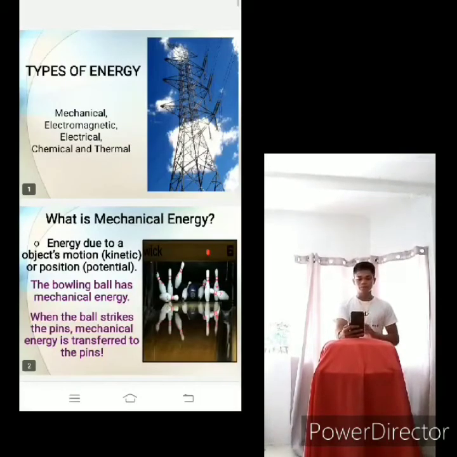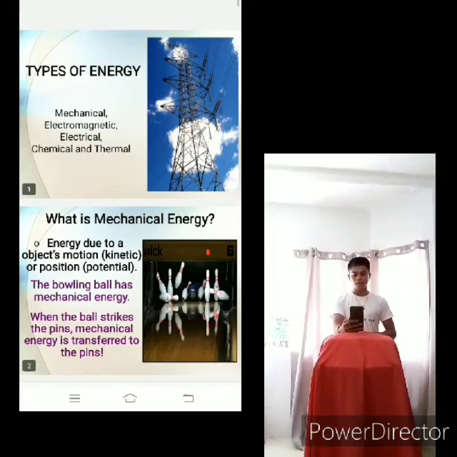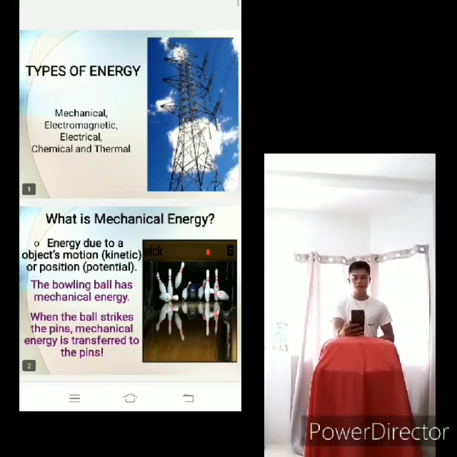I'm going to talk about types of energy. There are 5 different kinds of energy: mechanical, electromagnetic, electrical, chemical, and thermal.